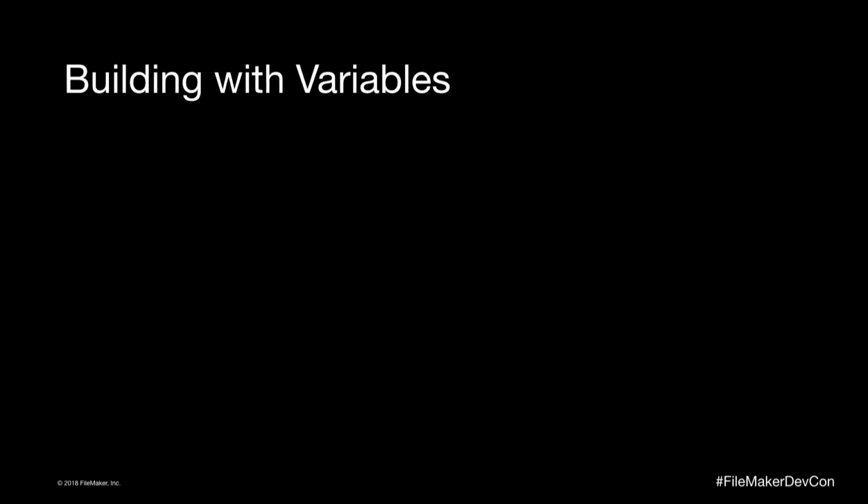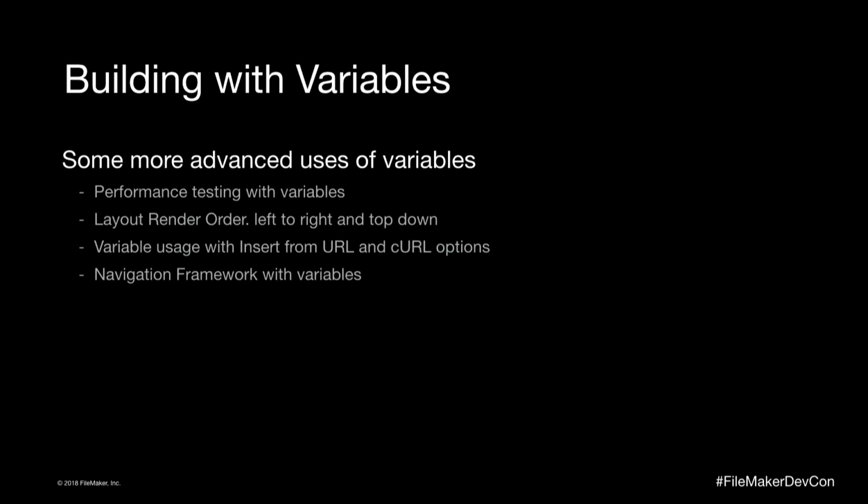So now we're going to be moving into a couple more, little more advanced techniques, but we can use variables to do some performance testing. And we're going to show that here. We can determine layout render order. So, how do layouts render when you first go into browse mode? Do they render back to front, or top to bottom? In fact, they're top to bottom. And we can show that with variables.